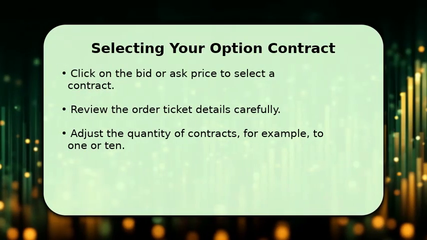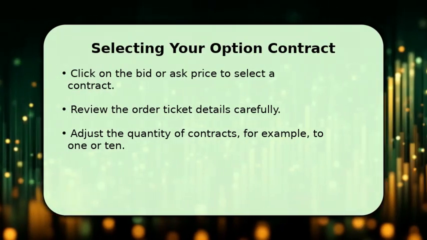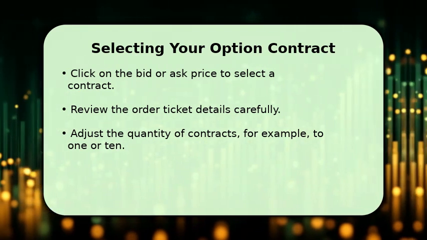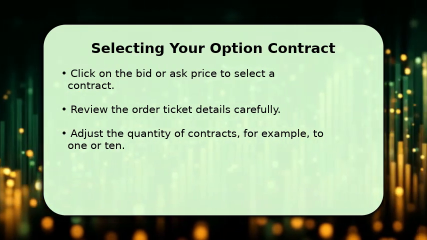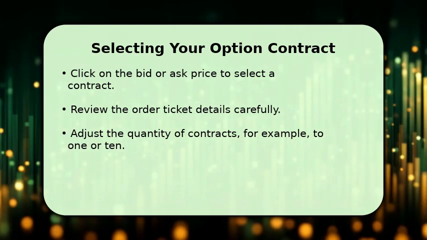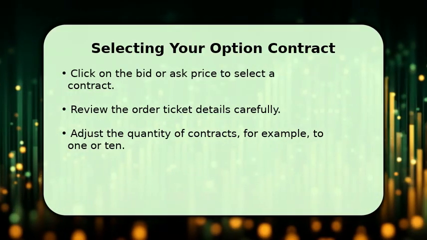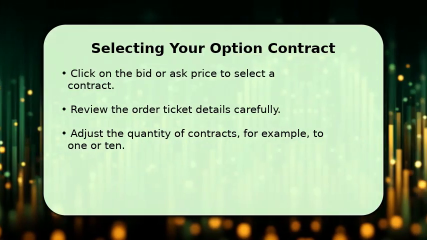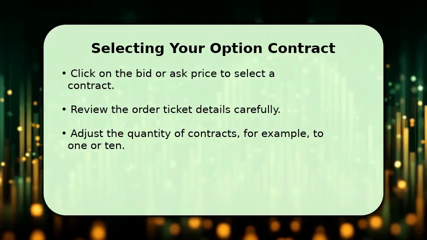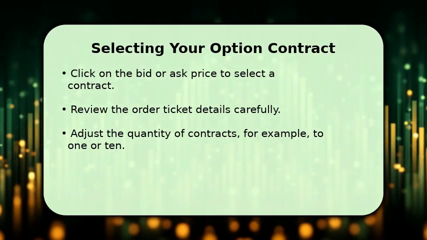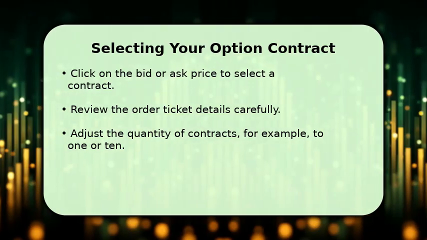To select an option, simply click on its ask price if you are buying or the bid price if you are selling. This action will open an order ticket at the bottom of your screen. Carefully review all the details, including the option type, strike price, and expiration. You can adjust the quantity of contracts you wish to trade. Remember, one option contract typically represents 100 shares of the underlying stock. Ensure everything looks correct before proceeding.